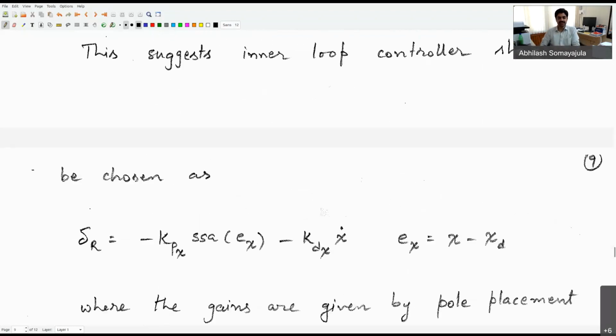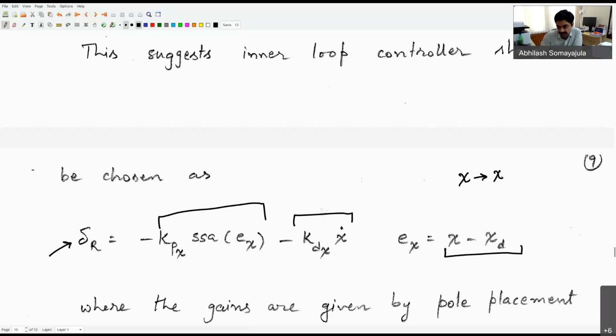So first we choose the inner loop dynamics as a typical PD control. I am looking at the difference between the desired course angle and the actual course angle, taking that error, applying a proportional term with respect to that, and then applying a derivative term with respect to psi dot. This is how I will control my rudder angle in order to make sure that at the end of the day, chi starts tracking chi desired for whatever that desired value is.